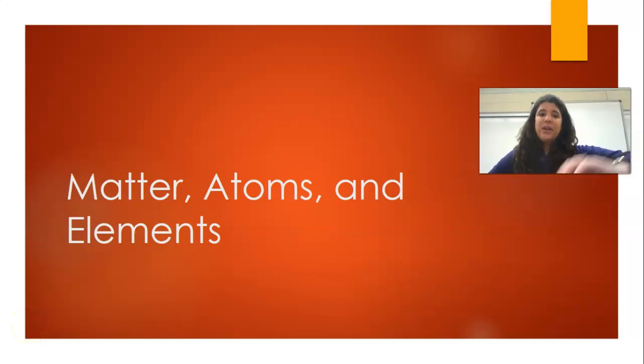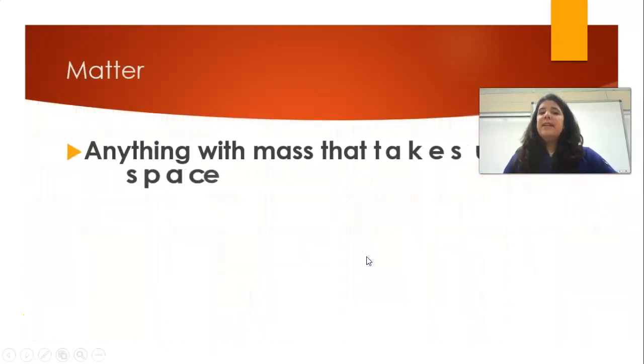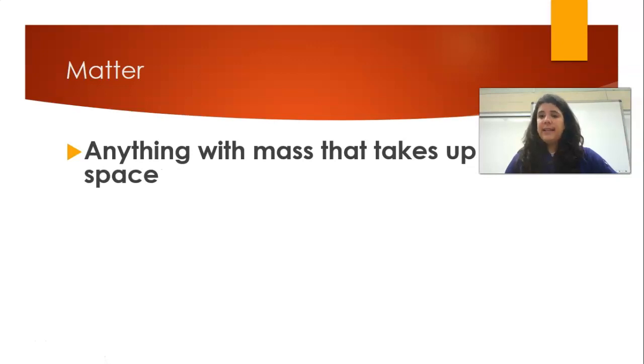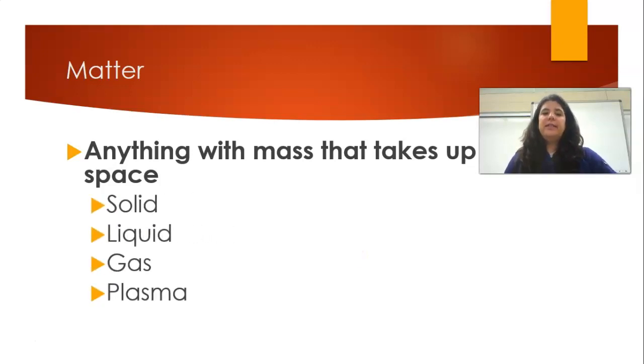Morning. This week we are going to look at some of the basics of matter, atoms, and elements, those things that make up the periodic table. Matter by definition is anything with mass that takes up space. We typically say that there are 3 stages of matter, although there is a 4th that is discussed as well.